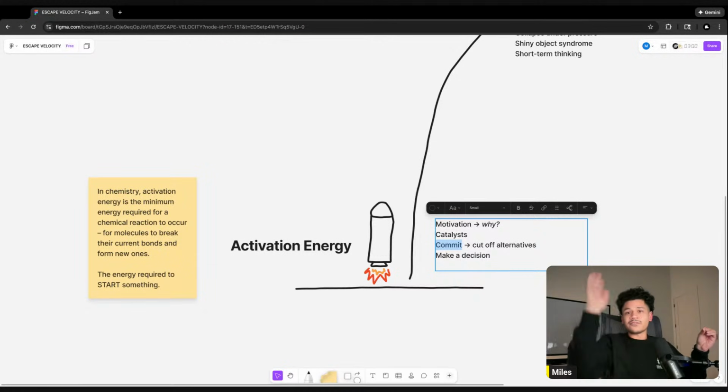They're following like 15 different trainers, and they just pick and choose whatever to follow, do things on a whim. It doesn't make any sense. You wouldn't do that in any other domain. And so commit, cut off all the alternatives.